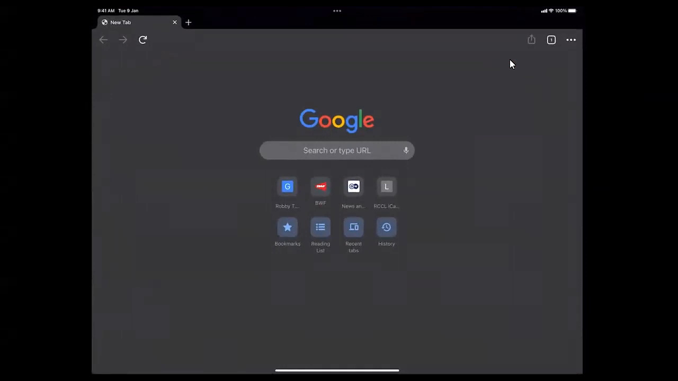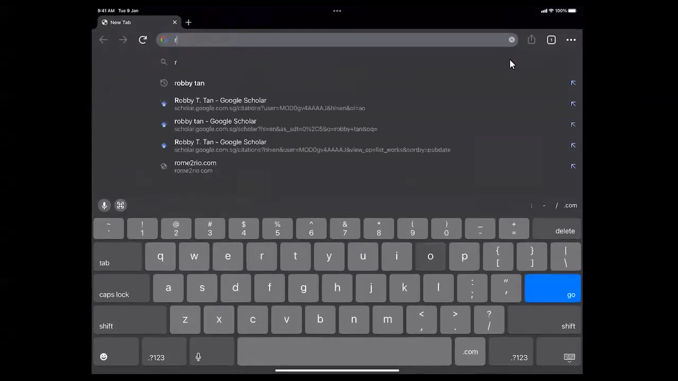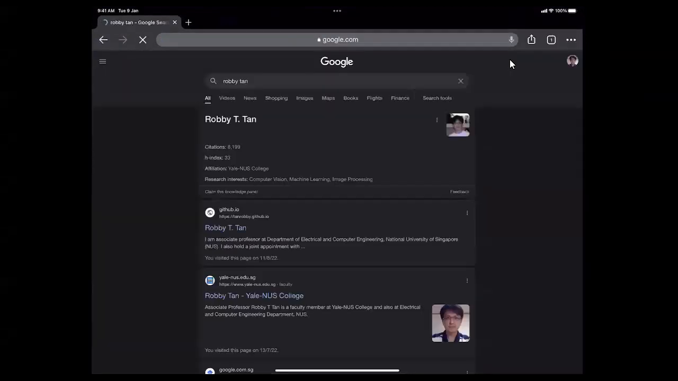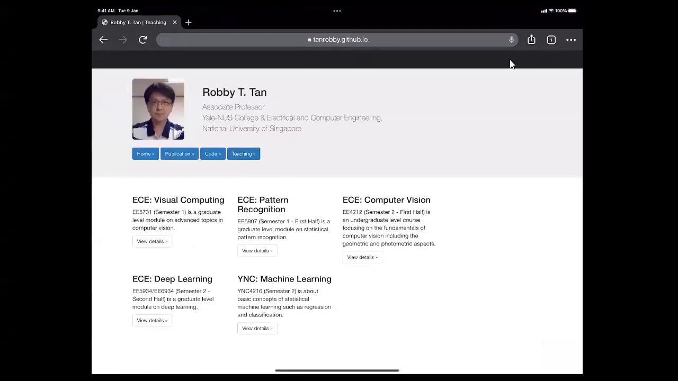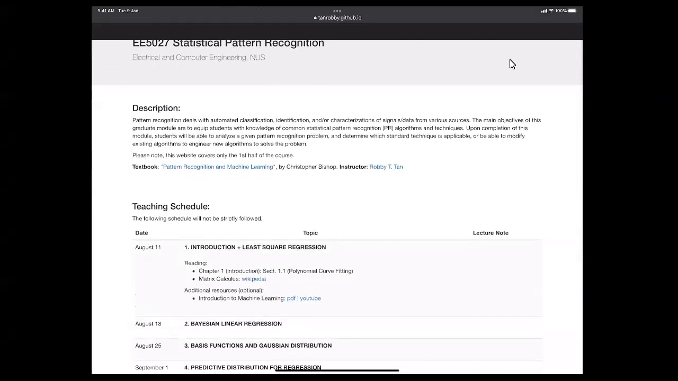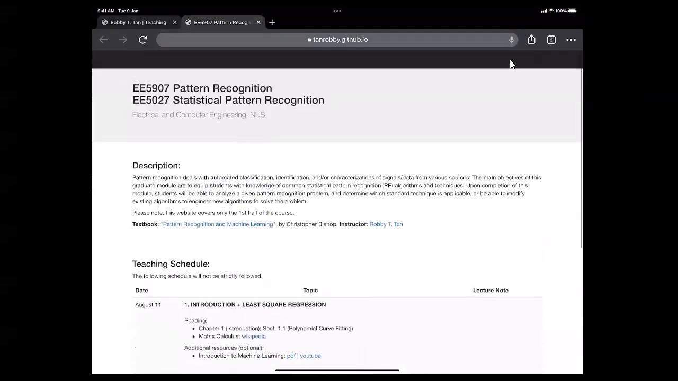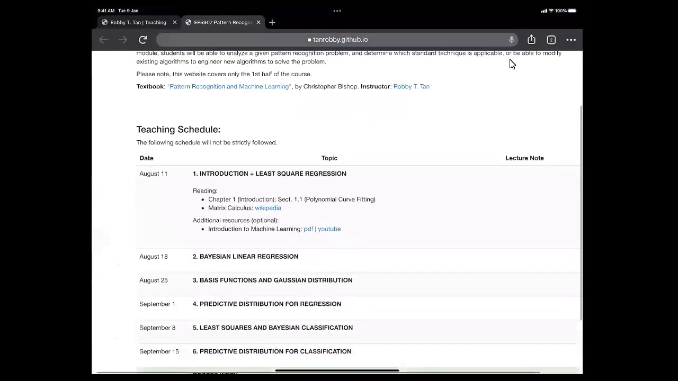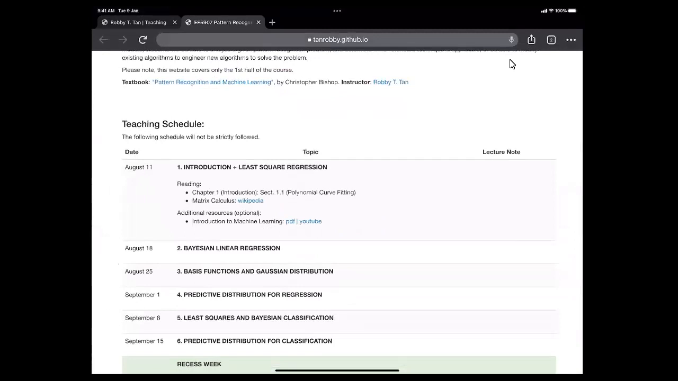So the easiest way to access my website is to type my name. If you type my name, then you will have, oh, by the way, my name is Profitan. So you can just click that one, and then you have teaching there, and then you have the pattern recognition, and that's it. That's the course site. Right? In this site, you will have the reading material, and later on also the lecture notes and the slides.